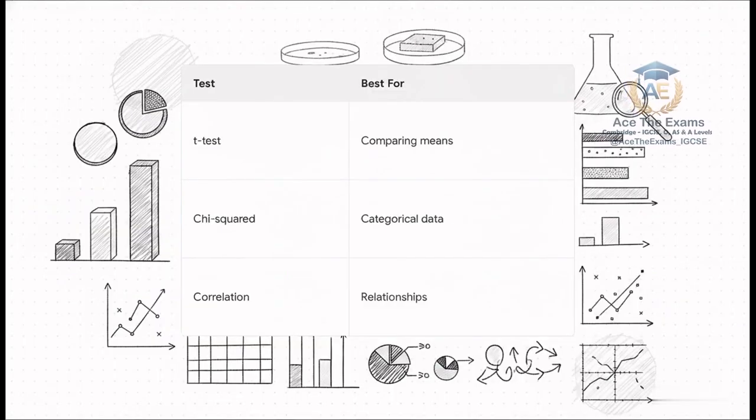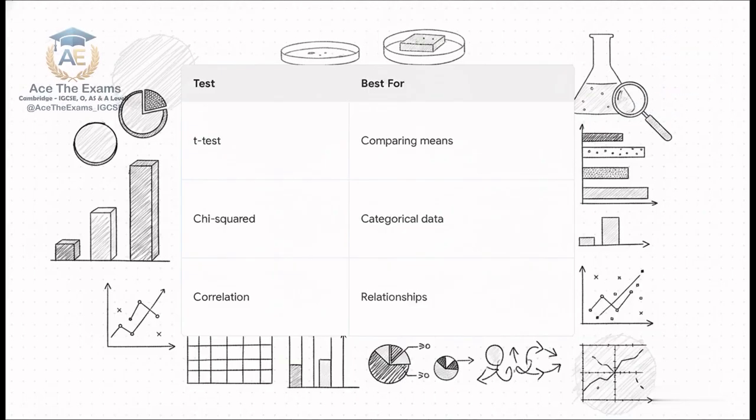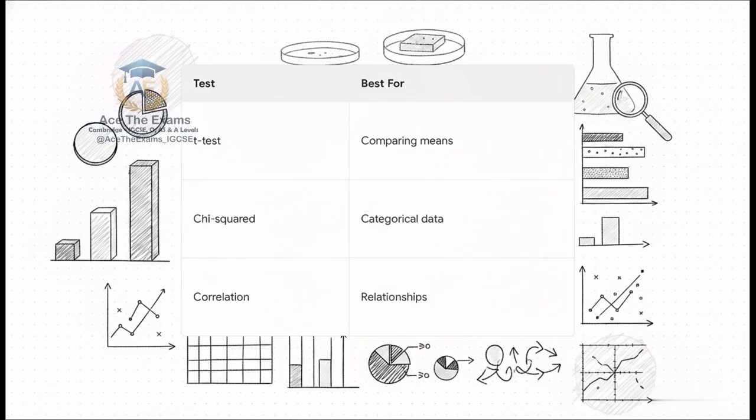Now, what's really interesting about this is how you actually pick your statistical test. In Biology 9700, statistical analysis requires selecting the right tool for the job. You're going to use a t-test for comparing means, you'll use a chi-squared test for categorical data, and you'll use correlation tests for relationships between variables. Knowing exactly which test fits the data extracted from those Agar experiment tables is a totally non-negotiable skill for data interpretation.